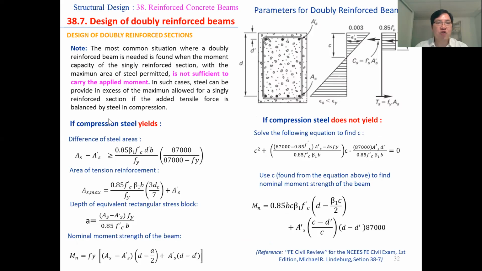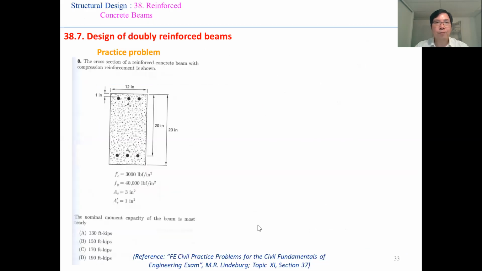In this column, I show you the equation to calculate the nominal moment strength of the beam for the case that the compressive steel is used. And for the case that the compression steel is not used, you can apply the equation to calculate the nominal moment strength of the beam. So in this slide, I will show you the practice problem. What is the question?